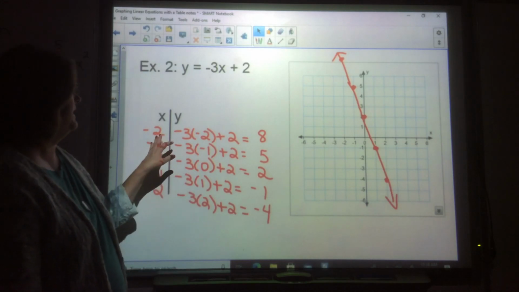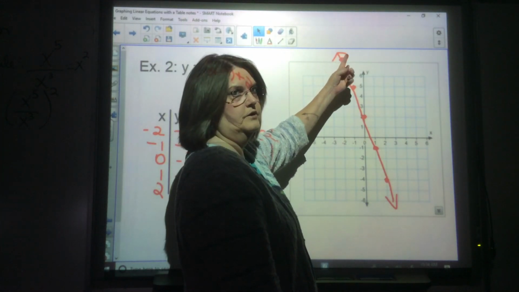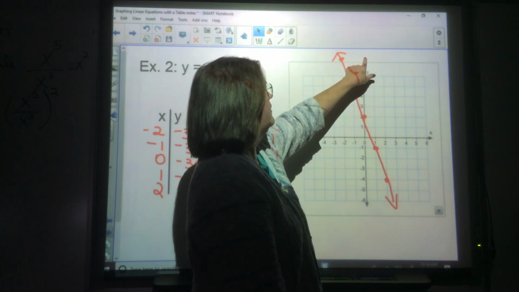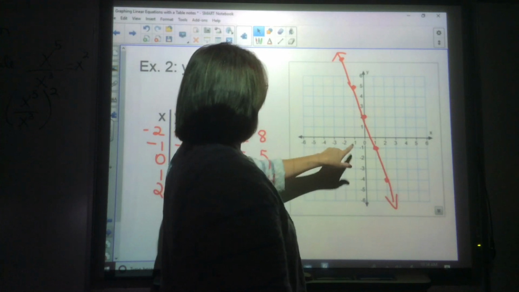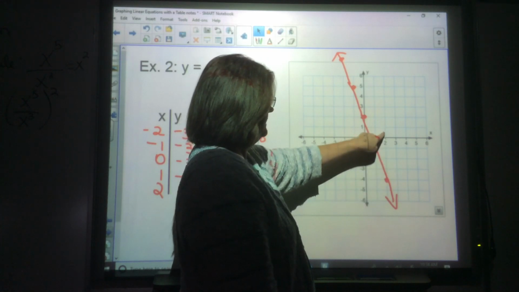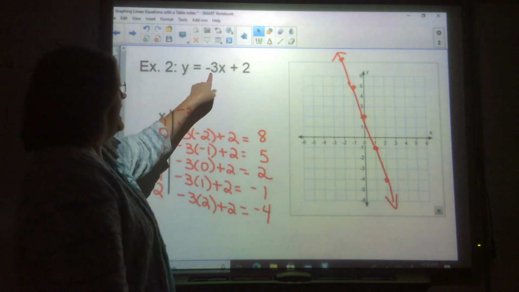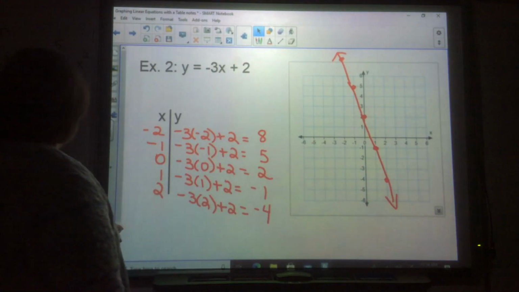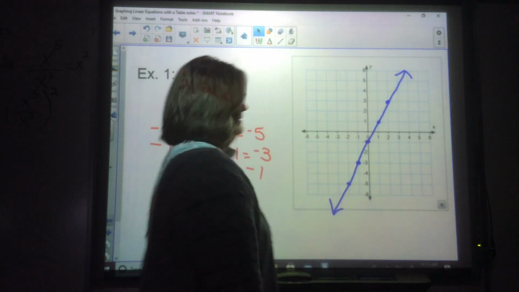All right, then I go over and I'm going to plot those points, -2, 8. Now, I don't have 8 on my graph grid. Do not panic. Estimate where it would be. This is 6, 7's approximately here, 8's approximately there. Just get in the neighborhood. Put it on there. And then the next ones we had were -1, 5, 0, 2, 1, -1, and 2, -4. We put those points in there. We sketch our line. This has a negative slope and goes down as I go from left to right. The other one had a positive slope and went up as I went from left to right.